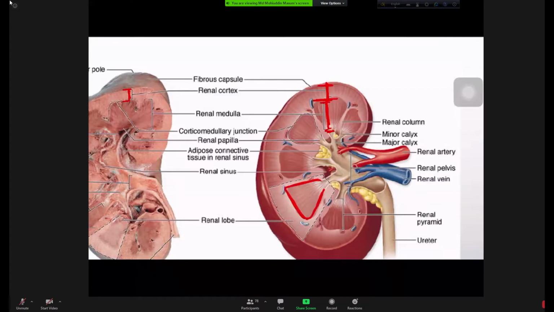So the renal pyramid with its cortical arch and half of the renal column on each side of the pyramid will form the renal lobe. And this empty space in the medulla is called the renal sinus. The renal pyramid contains numerous tubules that will ultimately converge to form the minor calyx. So these are the minor calyx, multiple minor calyx.